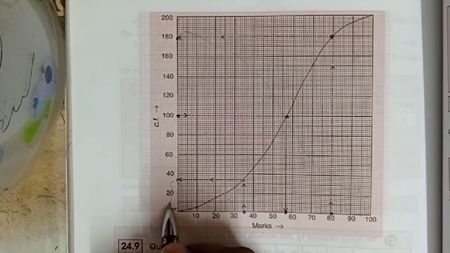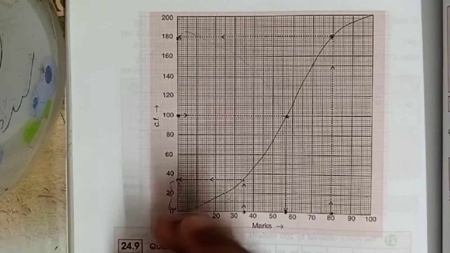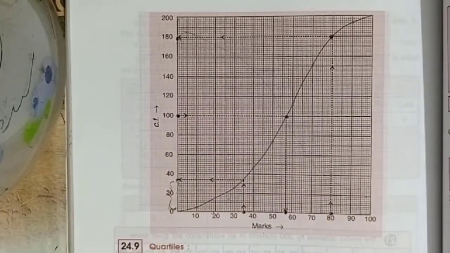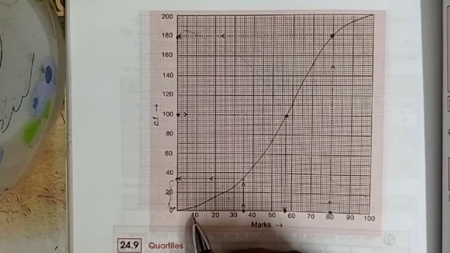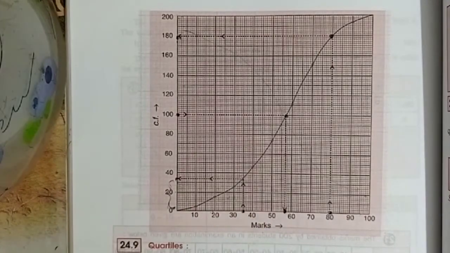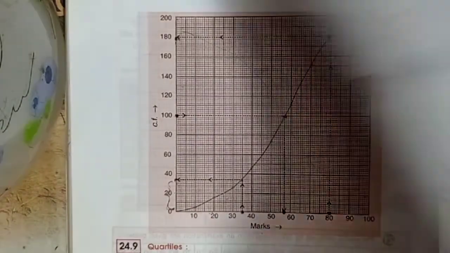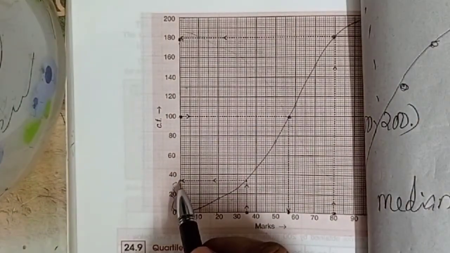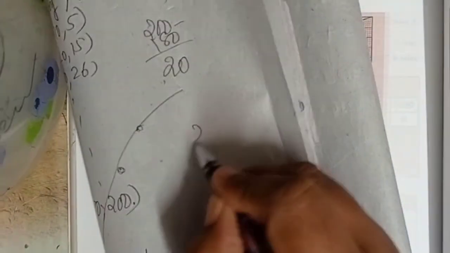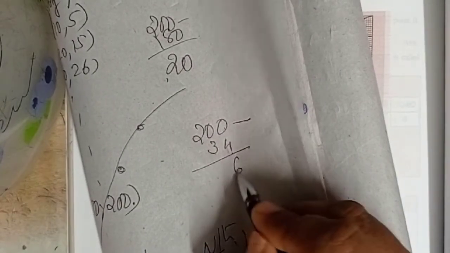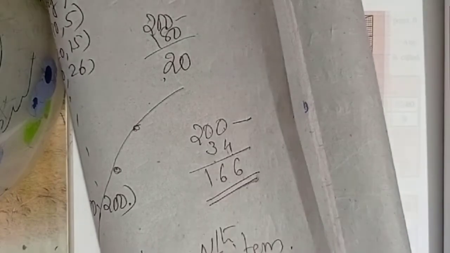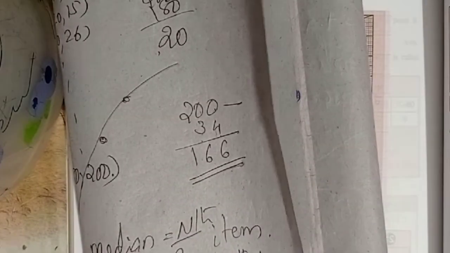This is the number of those who did not pass, isn't it? That means below that, 34 students did not pass the examination. Right. 34 students did not pass the examination if the pass percentage was 35. Can you say how many students passed this examination? Here this is 34. 34 failed. 200 appeared. Therefore 200 minus 34. 166 students passed the examination.